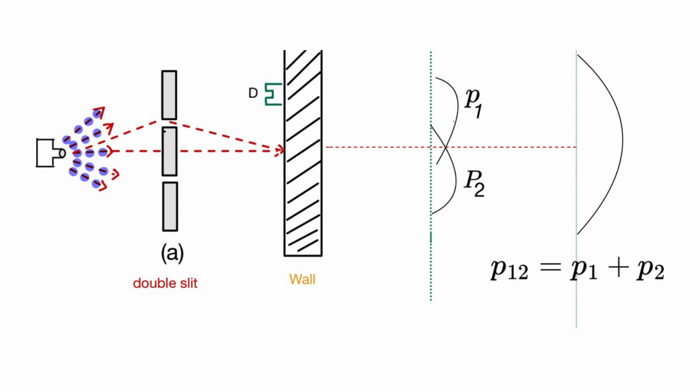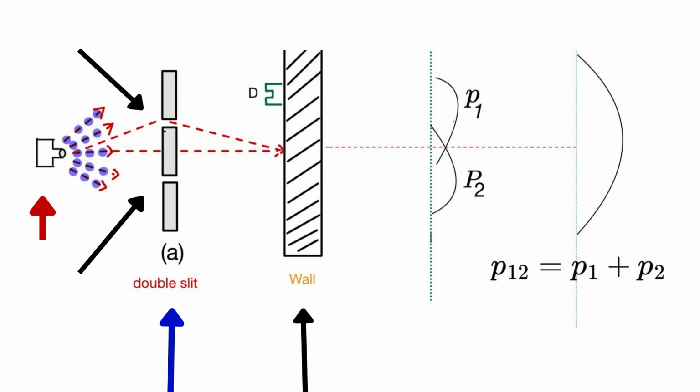Now, experiment with bullet. A gun fires bullets that always arrive in lumps. A slit made of armor plate has 2 holes. Beyond the slit is a backstop, maybe a wall of wood. In front of the wall, a movable object, maybe a box filled with sand, called the detector, by which we can count how many bullets hit a certain position.